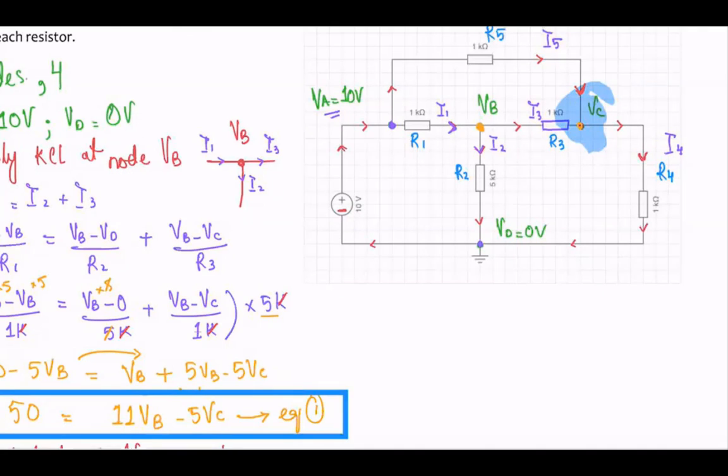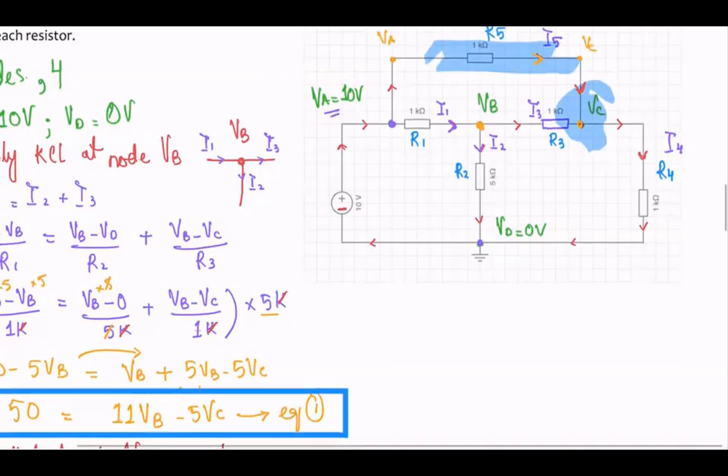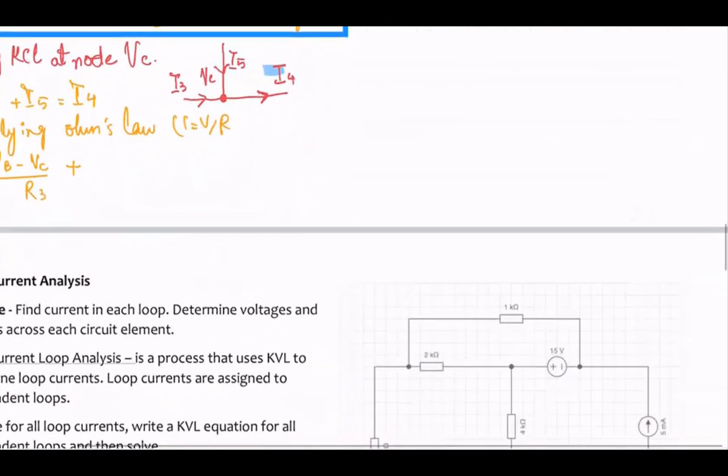So remember, you have VA here and VC here. Because the current direction is this way, the potential difference is going to be VA minus VC across these two nodes. So you get VA minus VC over R5, and that equals the I4 current.